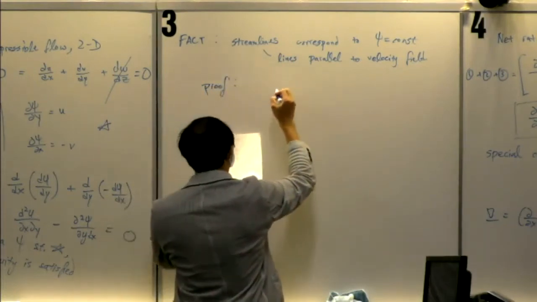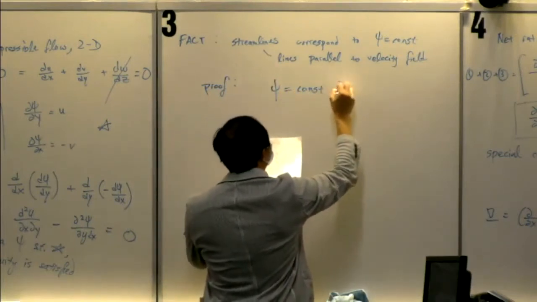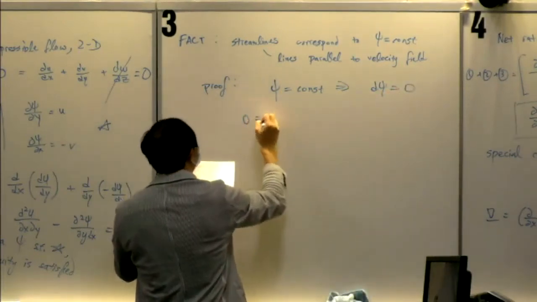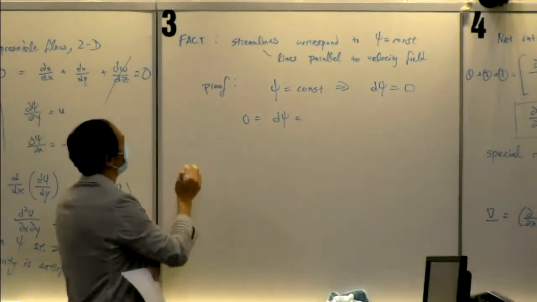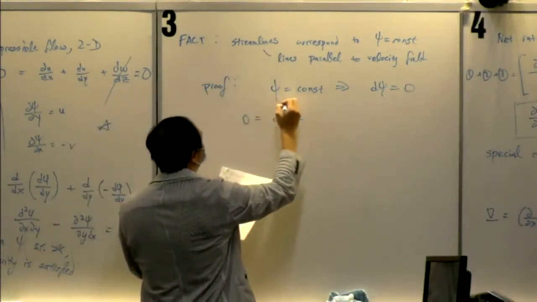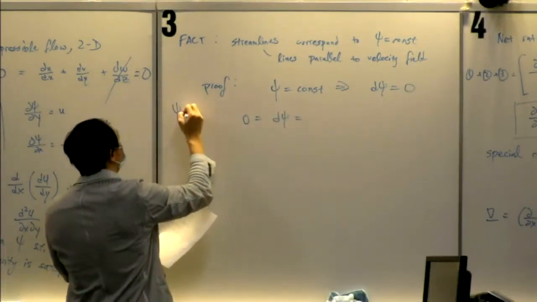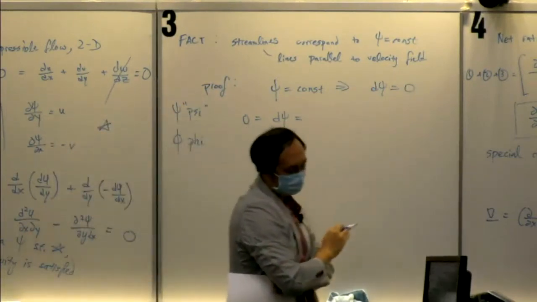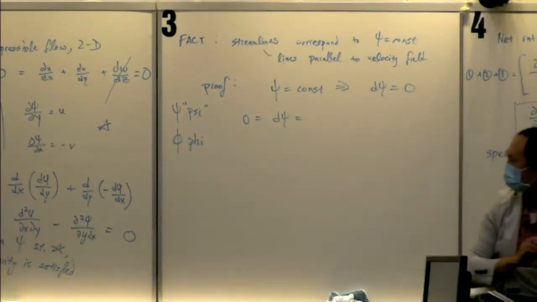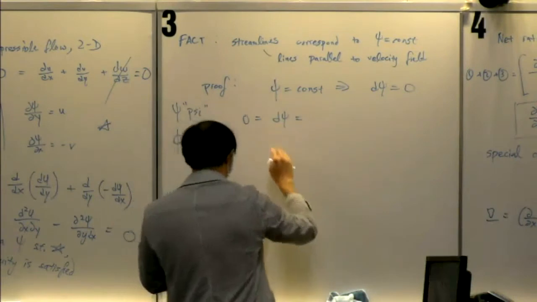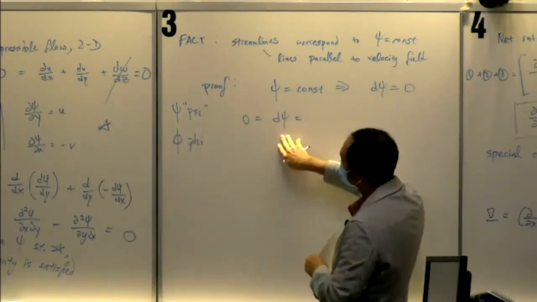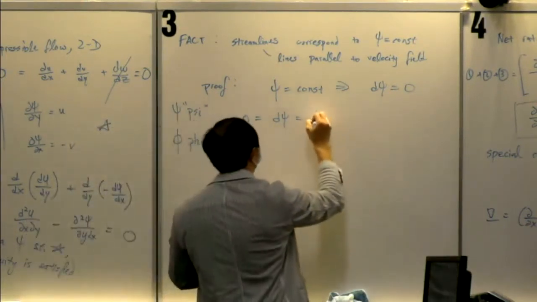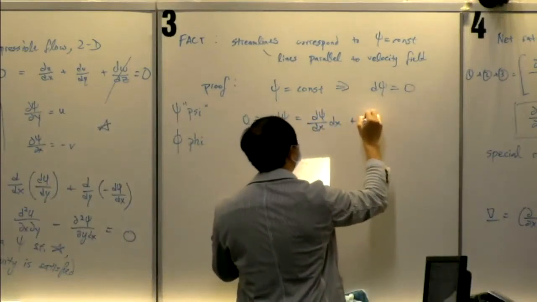So why is that? Well, places where psi is constant are places where psi doesn't change. I should probably have said this earlier. This is called psi, and this is called phi. So the top one is what we're going to use for stream functions, the bottom one's for velocity potential. So 0 is equal to d psi, and psi is a function of x and y. So when you're saying psi doesn't change, you're saying it doesn't change in the x or the y direction. So d psi dx dx plus d psi dy.